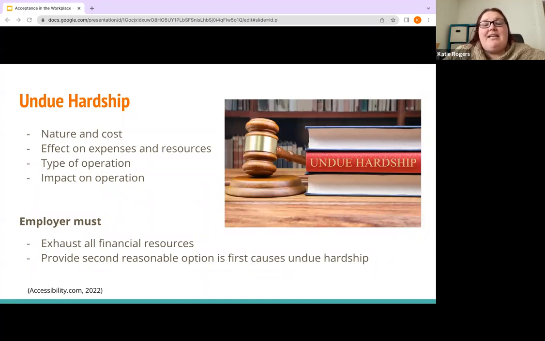And then to the extent that a portion of the cost of accommodation would cause undue hardship, the employer can ask the individual with the disability if he or she will pay the difference. Again, if that is an undue hardship to the employer. And if the employer determines that one particular reasonable accommodation will cause undue hardship, but a second type will be effective and will not cause the undue hardship, then the employer has to provide the second accommodation. So if undue hardship is present, it's really up to the employer to find a reasonable accommodation that doesn't cause undue hardship.